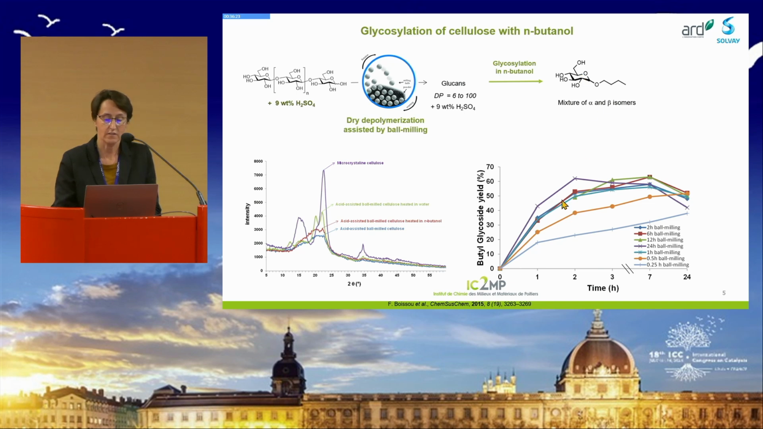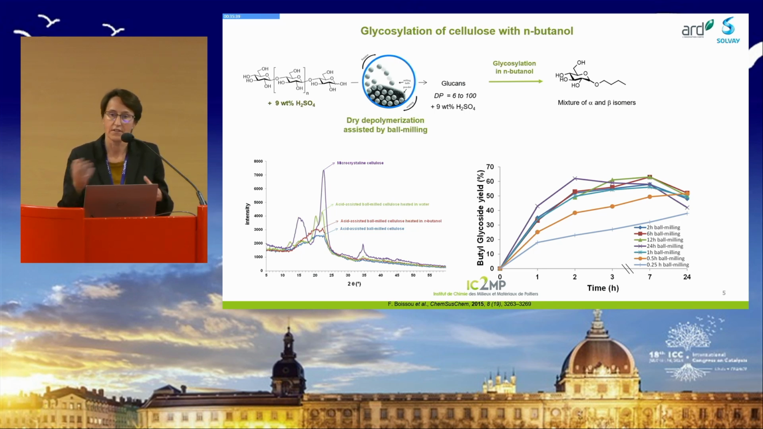glycoside. And here we can see on this graph the butyl glucoside yield versus the time of the glycosylation reaction. And here, these different curves that you can see are the time of ball milling. So here we started from 15 minutes up to 24 hours. If we look at 15 minutes, the maximum yield of butyl glucoside is around 40%, but if we increase the ball milling time to 2 hours, you can see we are in this curve here, and we can see that after 2 to 3 hours, we can manage to obtain 55% yield of this butyl glucoside.